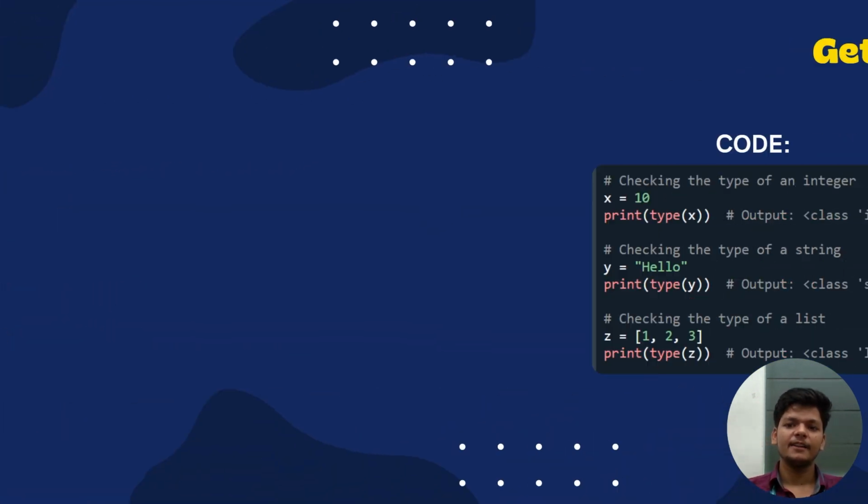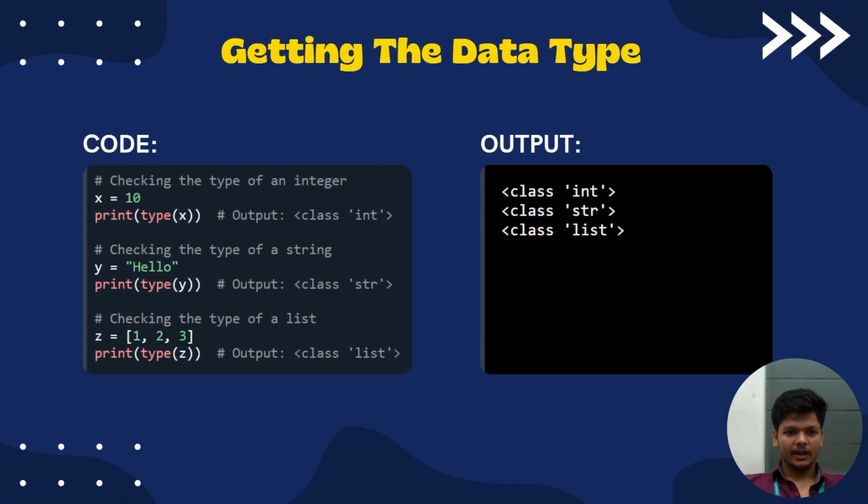For example, x is equal to 10, and we want to find which data type x stores. We can write code for it: print, open bracket, type, the variable name, and close bracket. The output will be class int, which specifies that an integer value is held by the x variable.